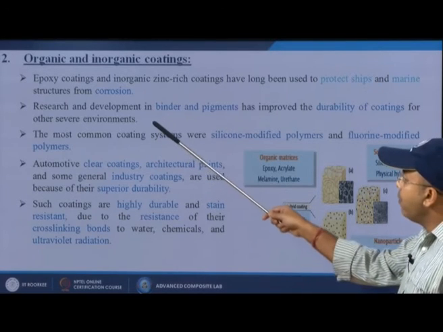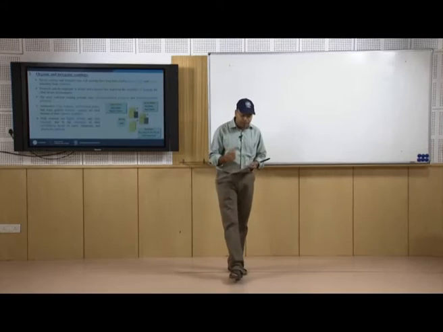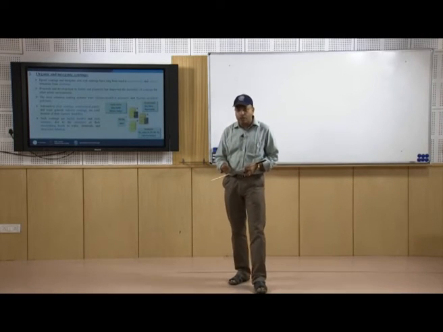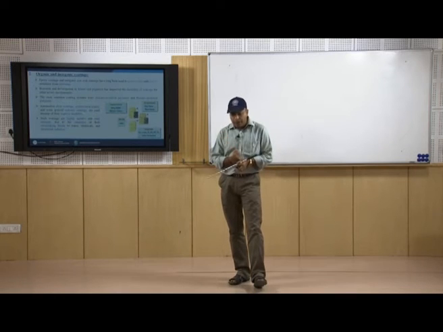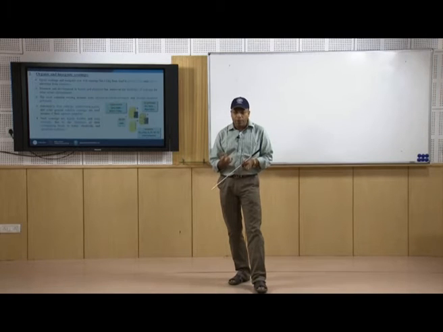Next, research and development in binders and pigments has improved the durability of coatings for other severe environments. Sometimes we put certain kinds of binders, because we have seen several times that the coating material may not stick to the substrate properly. So at that time we use certain binders, pigments or dyes. Actually, they act as additives. What will they do? They will make a bond between your coating material and your substrate, so that they can stick together.